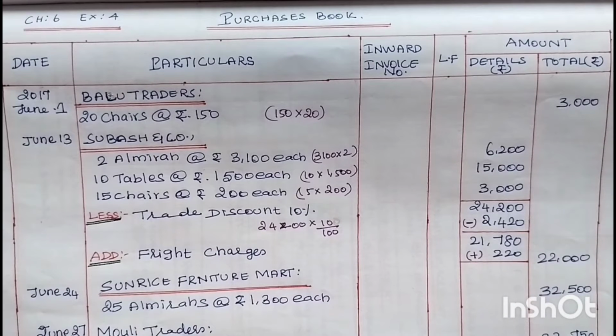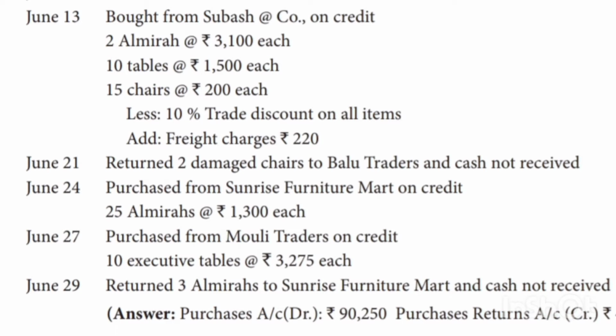Then let's see the next transaction. That is June 21, returned 2 damaged chairs to Bolu Traders and cash not received. Okay, we have to find what this transaction tells us. This transaction clearly tells us this is a purchases return. To whom did we return the goods? We returned them to Bolu Traders.